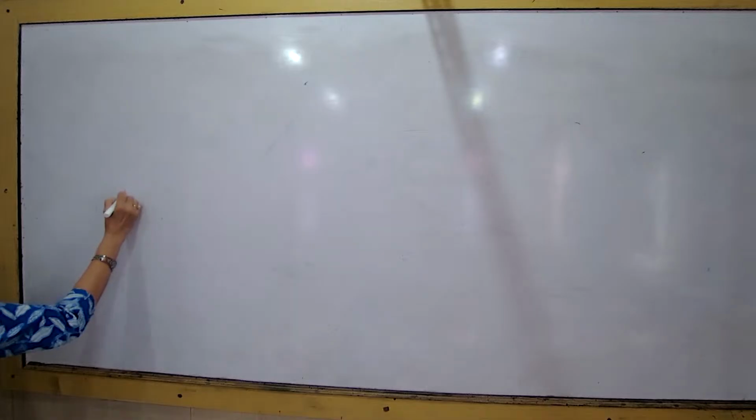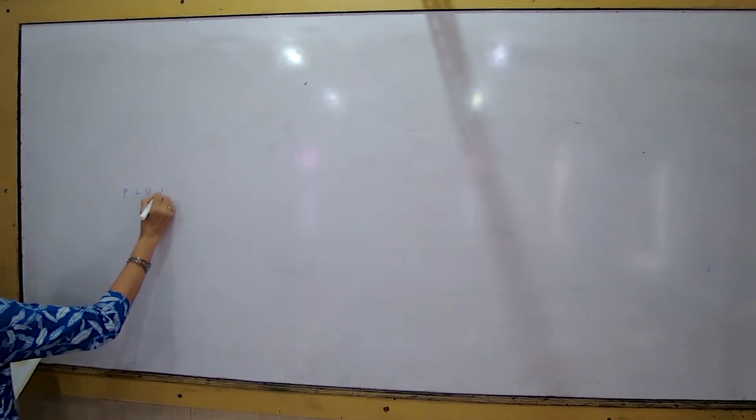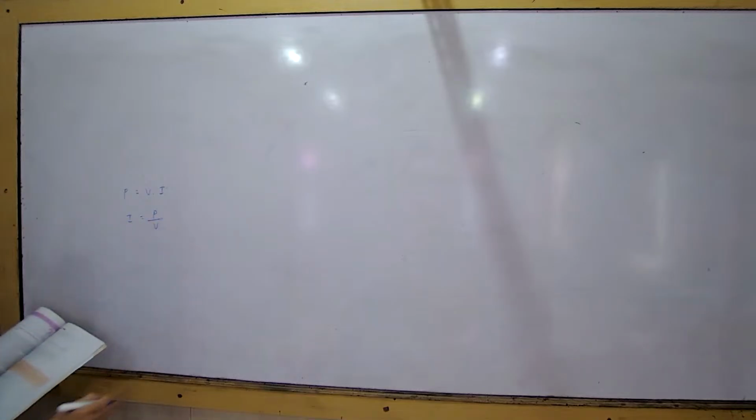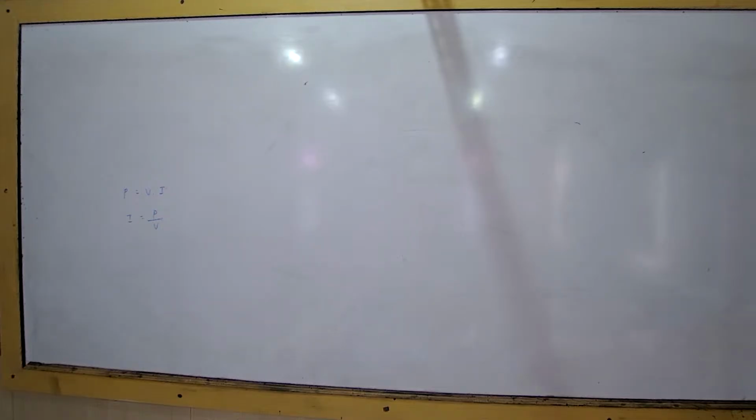It will not be just joule, it is joule per second. See, P is equal to V times I. We are finding out I, which is equal to P divided by V. Okay. Next one. Can we do the next one?